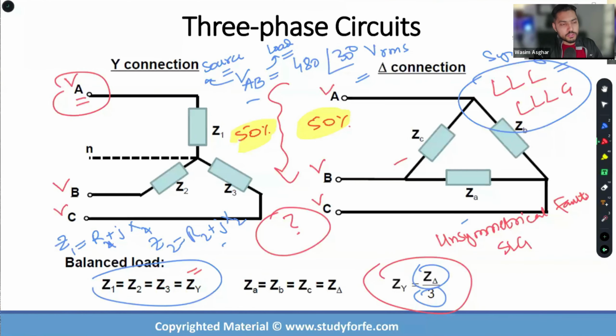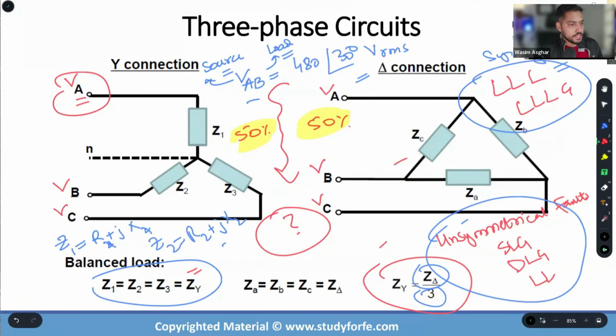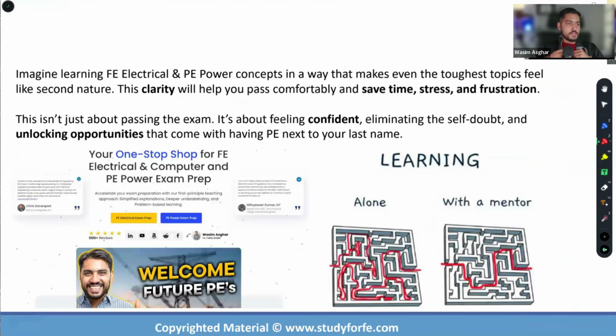The definition of unsymmetrical faults is basically the faults that are not impacting all three phases equally. So single line to ground, double line to ground, line to line, one of the phases being open. These are all examples of unsymmetrical faults, and we have to rely on sequence components in order to solve them. Make sense?